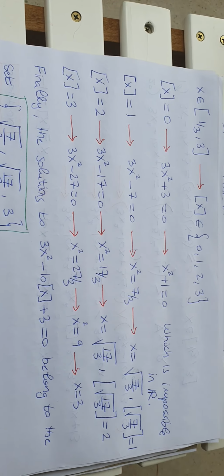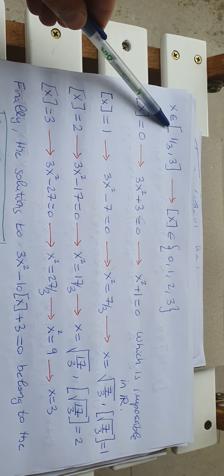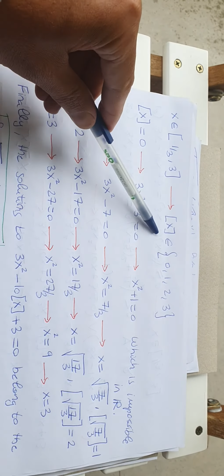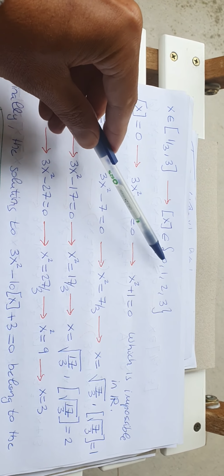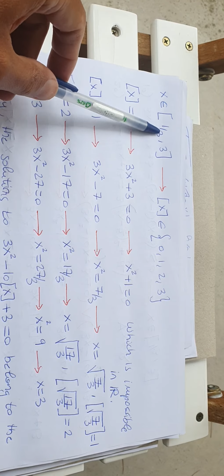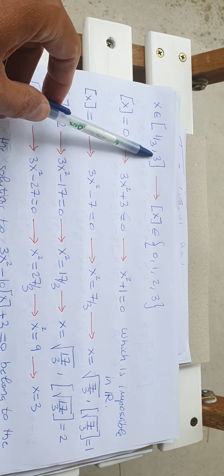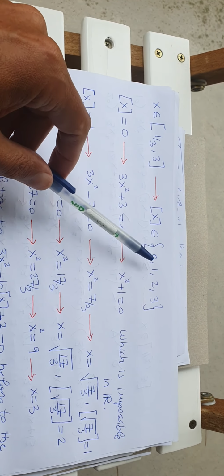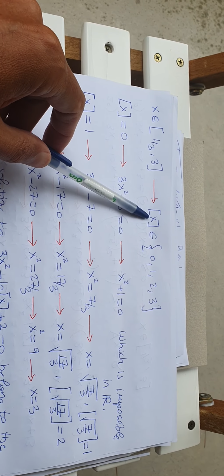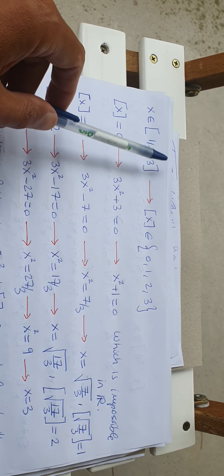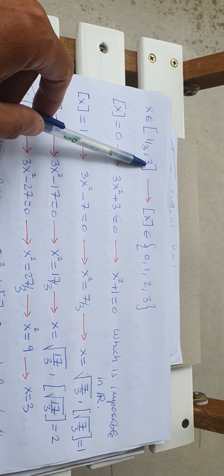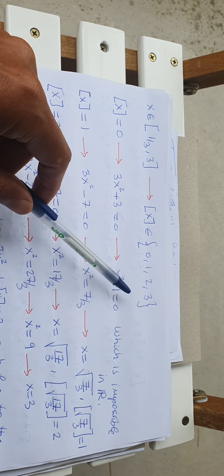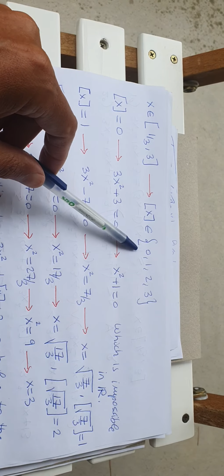Now, since x belongs to this interval, the possible values of the integer part of x are 0, 1, 2, and 3. You can see that in this interval we have 3 integers, 1, 2, and 3, and 0 has to be taken too because of the definition of the integer part of x. So since x belongs to this interval, the possible values of the integer part of x are 0, 1, 2, or 3. And we have now to study each one of these cases.